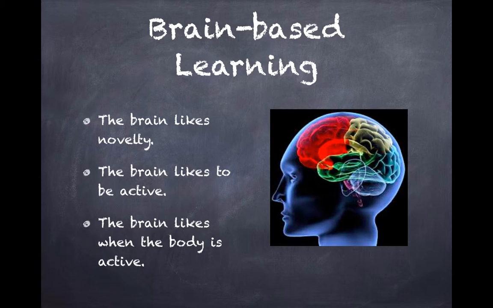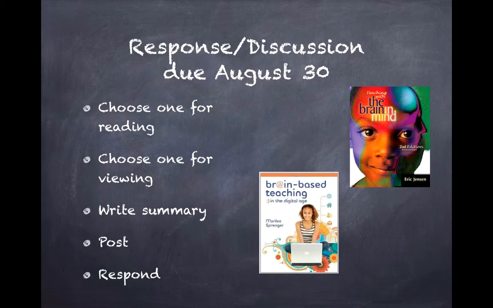So we'll be exploring that a little bit, and that'll be through an activity where you're going to be reading and viewing. I'll give you two reading choices, excerpts from these two books, Brain-Based Teaching in the Digital Age and Teaching with the Brain in Mind. You'll pick one of those excerpts, and then I'll give you two videos, and you'll pick one of those. Then from that video and that reading, you'll write a summary, and you'll post that in the discussion board, and you'll respond to other people. You can read more about how to do that in the assignment description. It's all spelled out exactly what I want you to do.